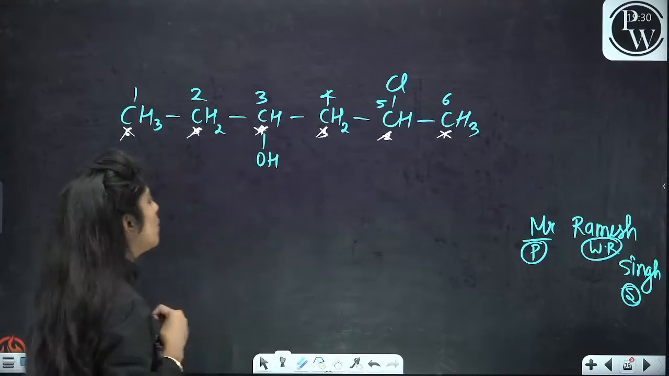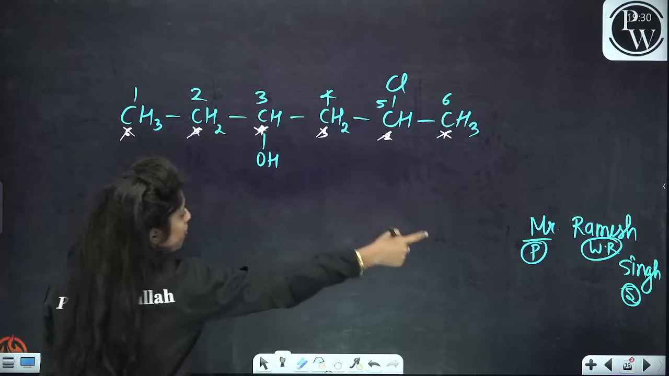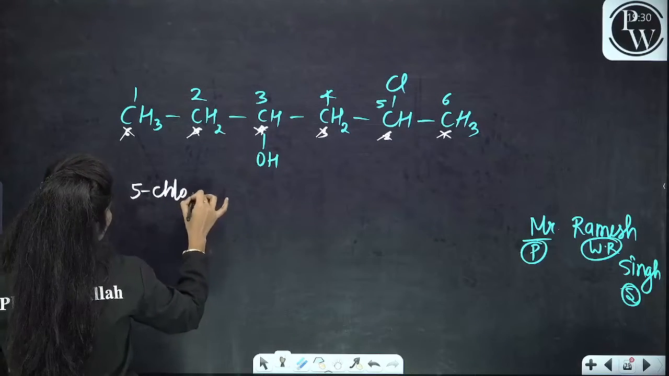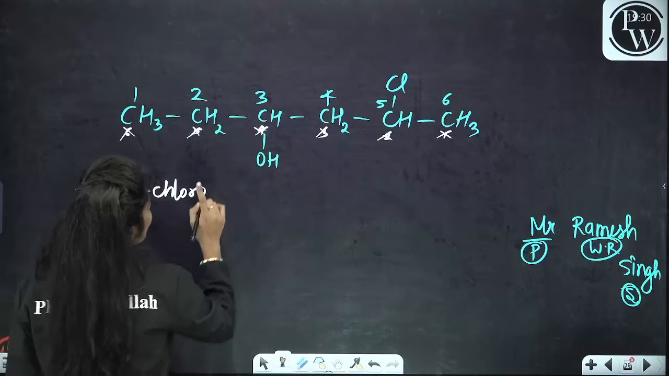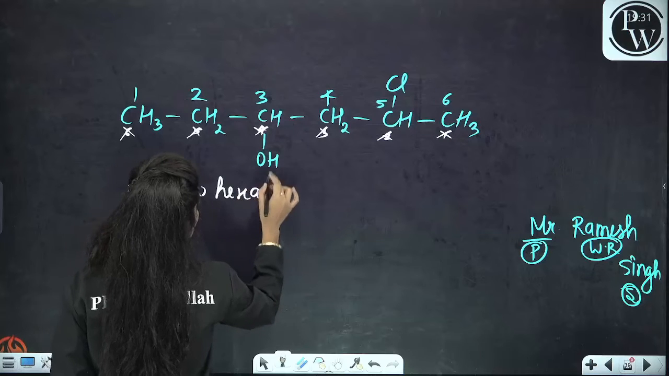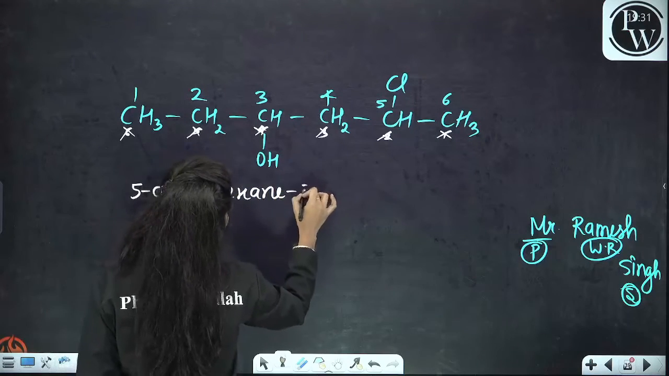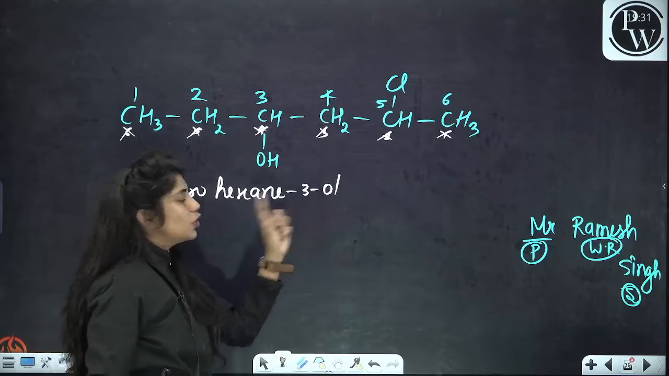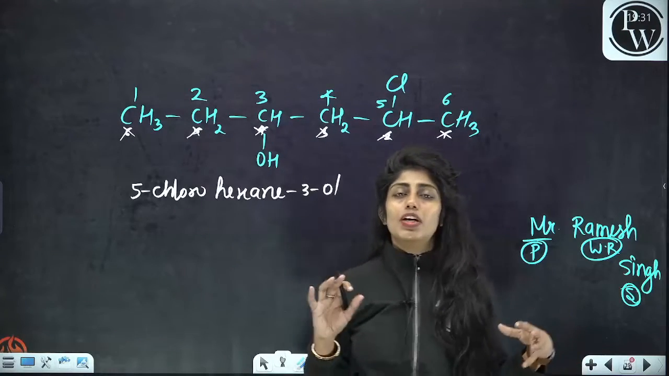Done? Now, what can be the name? So I have the prefix, that is your 5-chloro. Done? Then we have the word root hex, single bond ane. Then we have 3-ol. So basically we are going to have this.